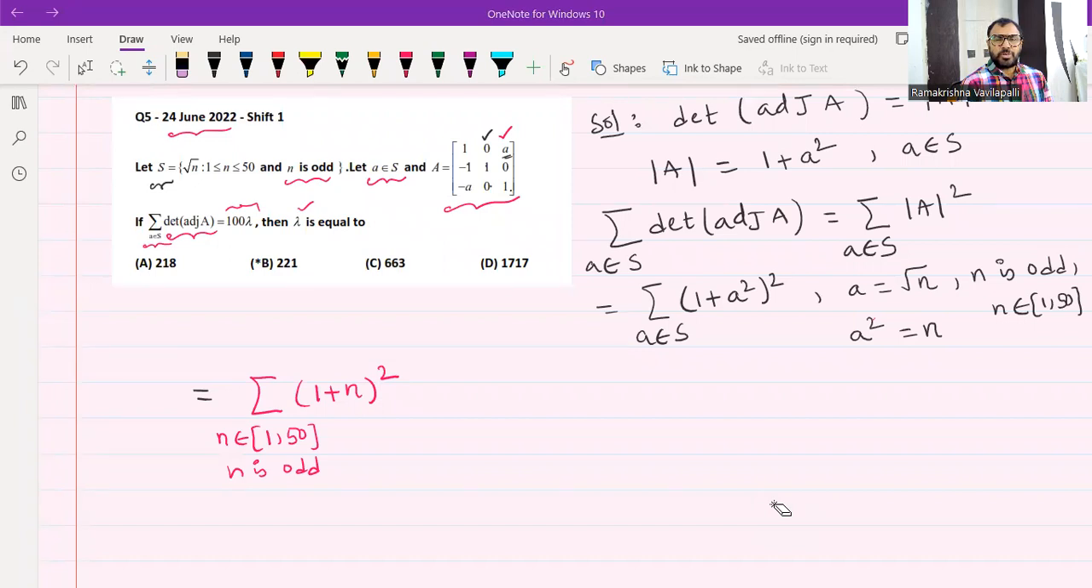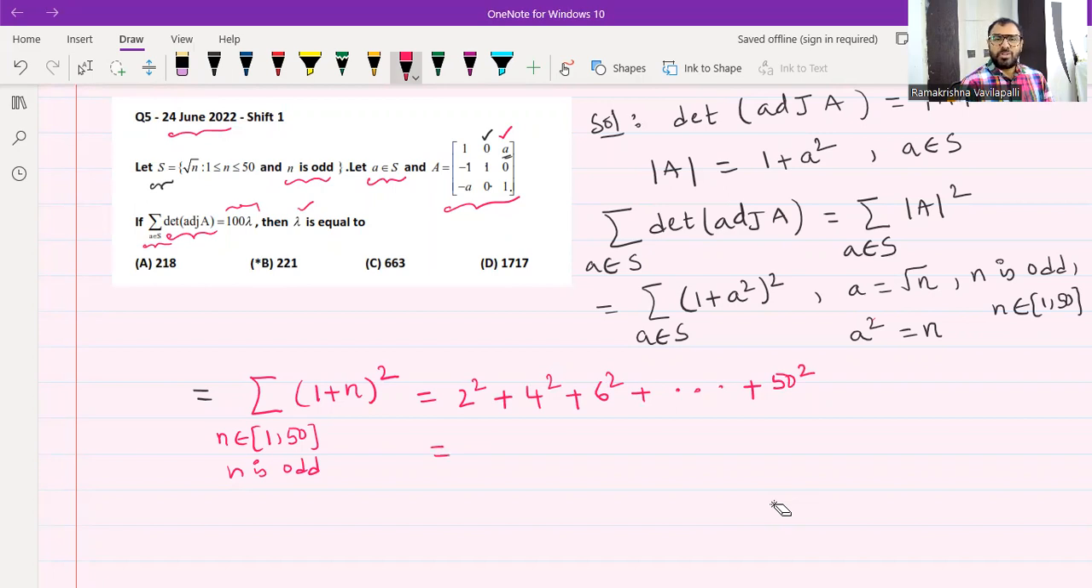So now substitute the values of n where n is odd. Substitute n equal to 1, you will get 2 square. Substitute n equal to 3 because n is odd, so you will get 4 square. Substitute n equal to 5, you will get 6 square. At last, substitute n equal to 49, so you will get 50 square.